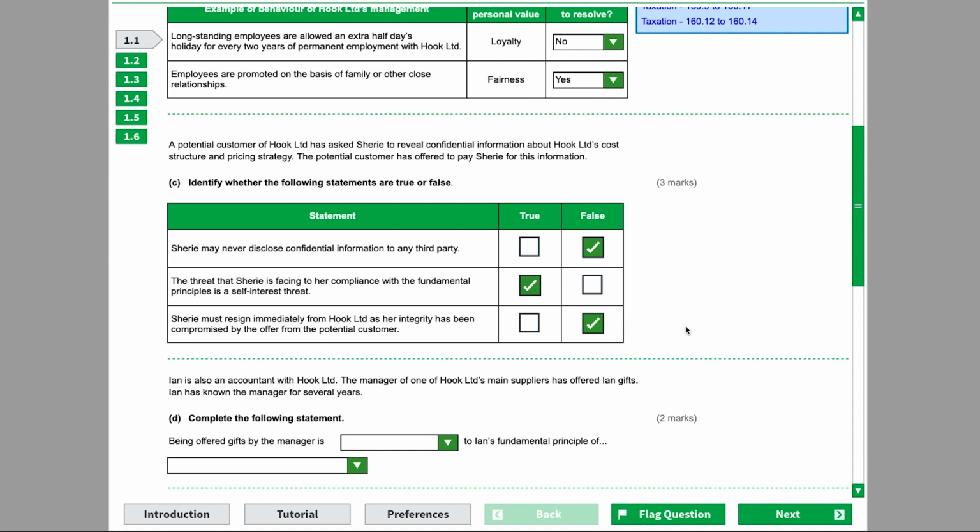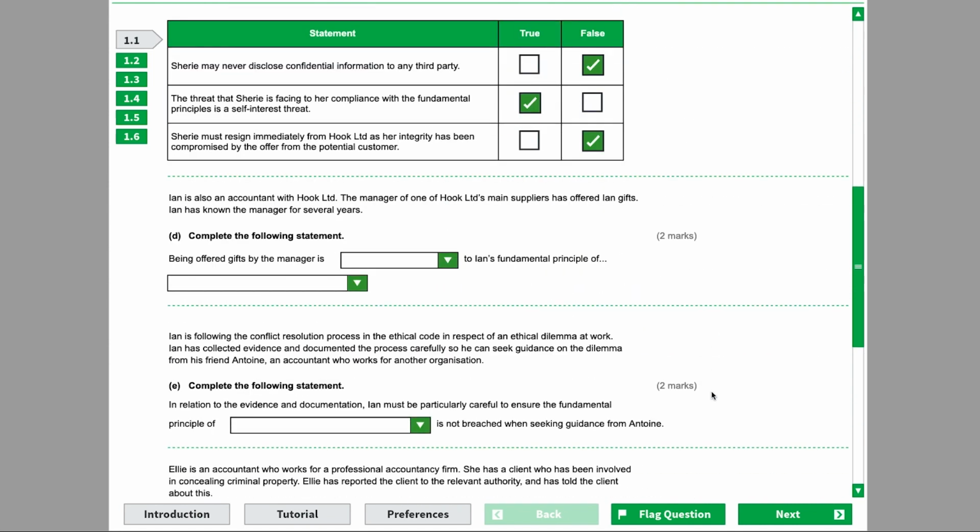Right then, moving on to part D. Ian is also an accountant with Hook Limited. The manager of one of Hook Limited's main suppliers has offered Ian gifts. Ian has known the manager for several years. D. Complete the following statement. Being offered gifts by the manager is either an intimidation threat or a familiarity threat.